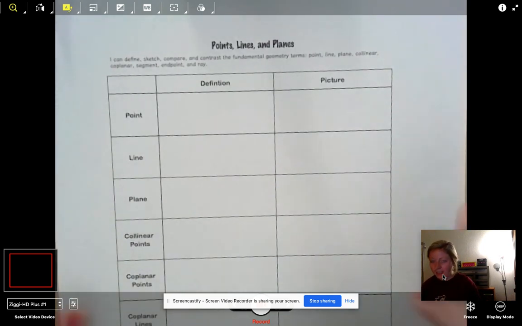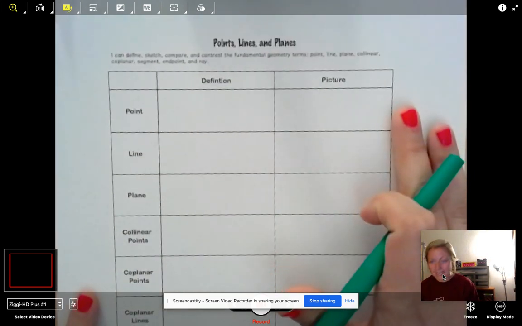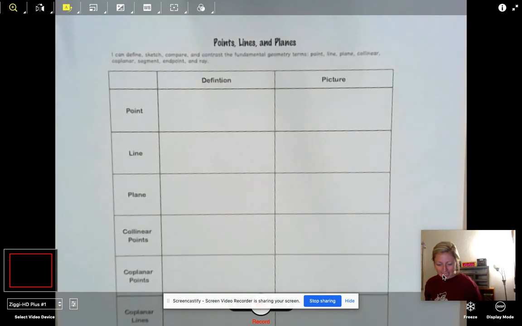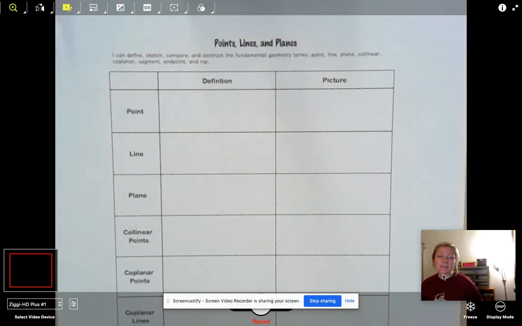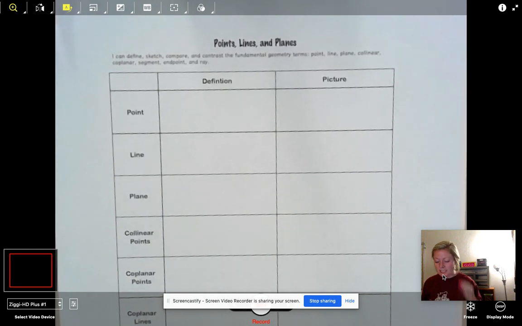In your notes packet, it should look like this. Points, lines, and planes is the name of the game today. I'll be honest, it's kind of a lot of writing today just because it's a lot of new vocab, but we'll use this vocab for the rest of the year, so it's very important.